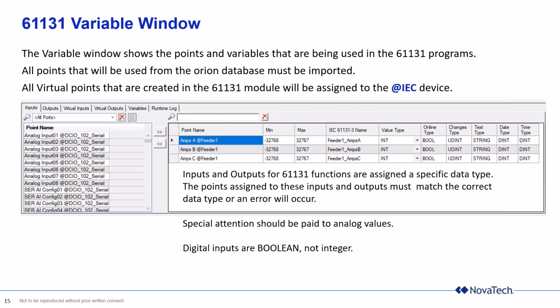Another thing to pay attention to is data types. So for example, if you map in DIs, they are usually booleans, not integers. And if you map in analog values, they could be int, dint, and so forth. Make sure whatever you're mapping in is the correct data type, because when you map it, the function wants to see the right data type.